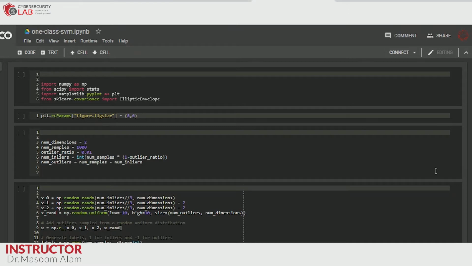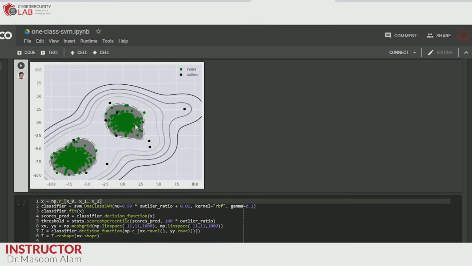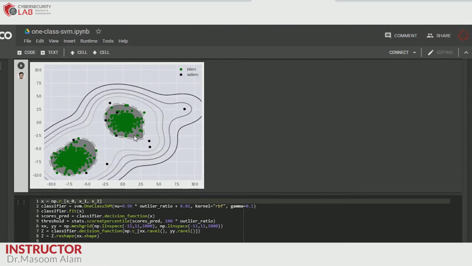Now let's take a look at the implementation of one-class SVM as we discuss how to use unsupervised machine learning algorithms for anomaly detection. So we have again our hypothetical data set over here, and you can see that it has divided the data set into two classes, and it also plotted the outliers over here, and the total number of errors generated by the SVM is 13.